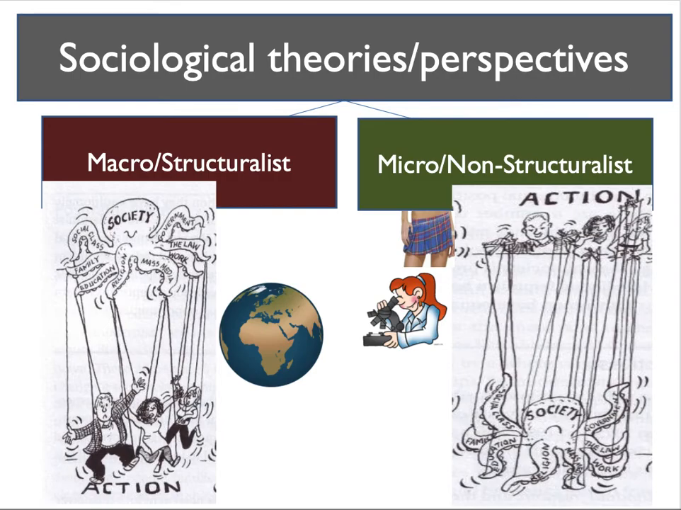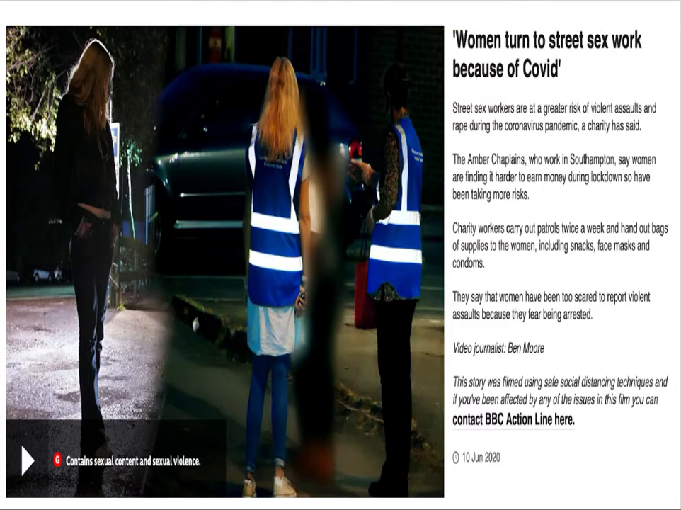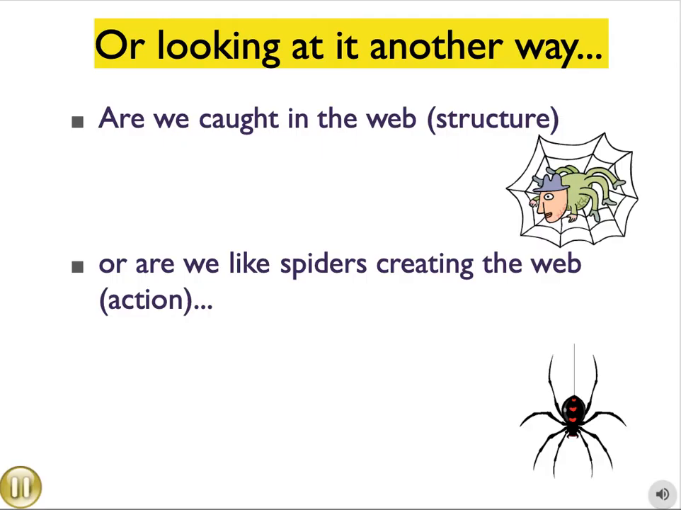Another distinction between structuralism and action theories is the use of the terms macro and micro. A macro perspective will look at society as a whole, whereas a micro perspective focuses on a smaller area of society but does research in much more detail. Crime provides us with quite a good example of this. For example, are factors in society causing people to commit crime, or is it more to do with individual choices, circumstances, or interactions? This distinction sometimes helps as well. Are we caught in the web, or are we creating the web?